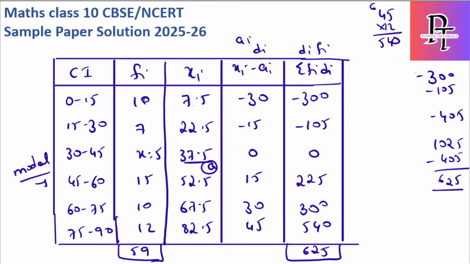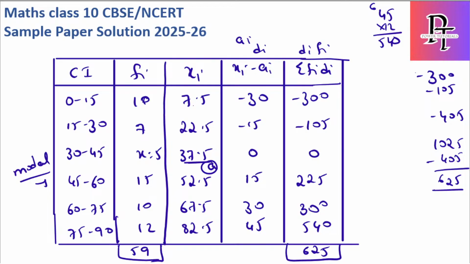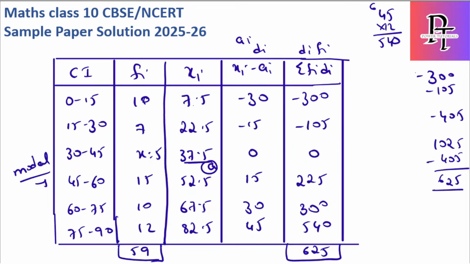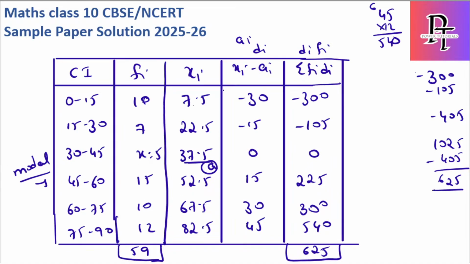Okay, now let's substitute the formula and get the mean value. So we have used the assumed mean method. So the assumed mean is how much? 37.5. So it is 37.5 plus sigma fi di, how much? 625. Sigma fi is how much? 59.